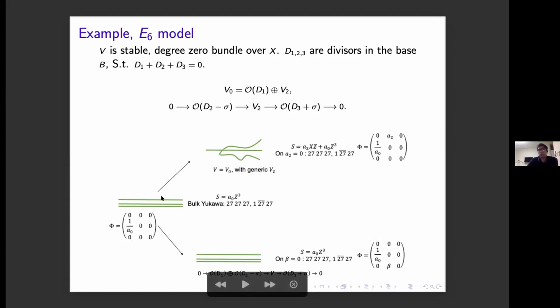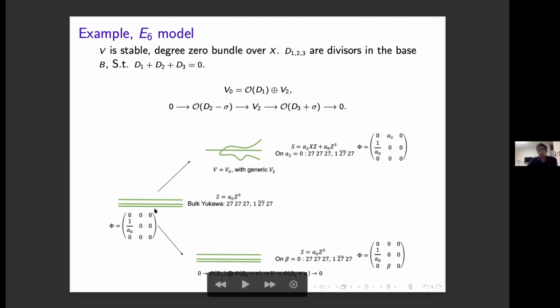modes. Now we can deform this model in two different ways. For example, if I deform V2 to a generic vector bundle, then we have to Higgs many of those Yukawa couplings, Higgs many of those zero modes by turning on this off-diagonal term. And still we have a Yukawa coupling, but they are actually coming from the interaction between bulk and defect modes.